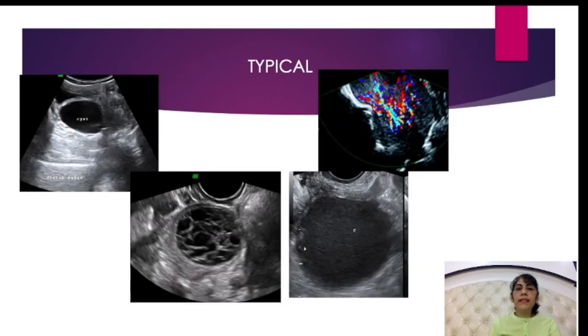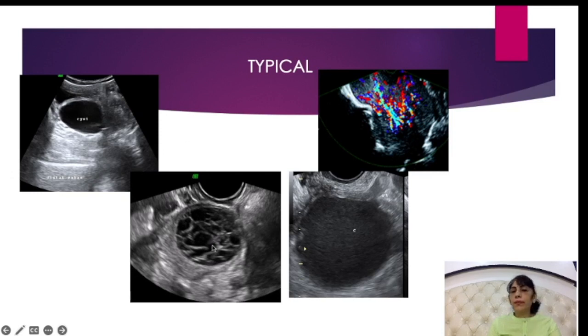For example, if I see these kind of masses, now this one I know very simply, I don't need to put IOTA criteria here. I know this is a benign mass, it is well defined, anechoic, cystic, unilocular, no papillary excrescences, no solid component, no vascularity, so all the features of benign. By my experience also I know that this is a simple ovarian cyst.